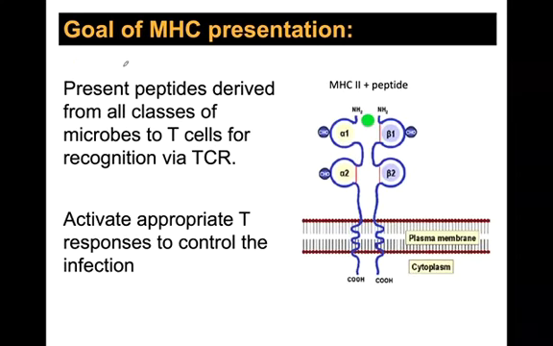So if you think about the goal of MHC presentation, it's really the ability to take peptides from any class of microbe and to present those peptides to T cells that then can be recognized by the T cell receptor. And because of that, you can activate appropriate T cell responses to control the infection. So it's recognizing things differently than an antibody. It's recognizing linear peptide structures.